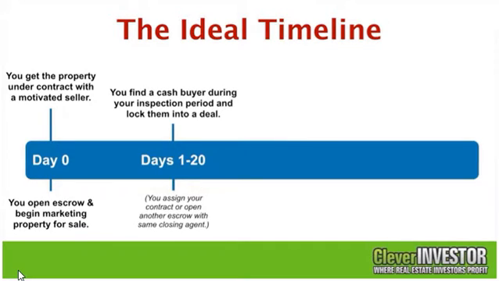Let's say over the next 1 to 20 days, you're marketing, right? You're guns blazing marketing, trying to find a cash buyer that wants to step up and take this deal from you. Let's say you find one, and hopefully you find one during your inspection period, right? That way there's very little risk to you, and you lock them into a deal. You're going to either assign your contract or you're going to open another escrow. You're either going to double close or use the assignment method.